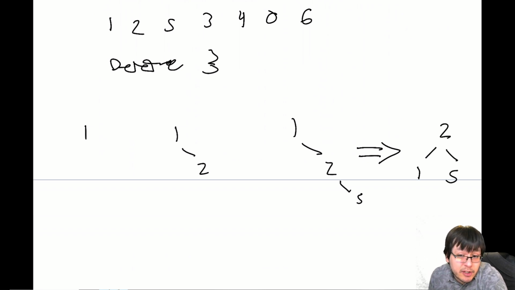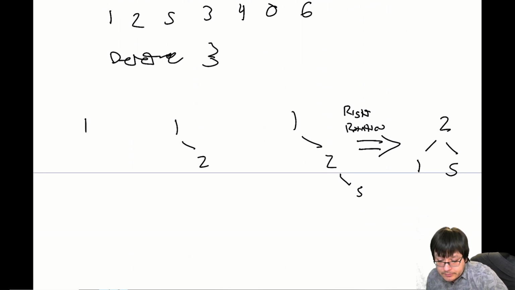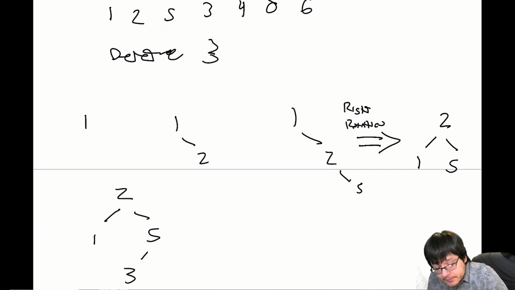You don't have to put the rotation here. You can say left, right rotation, whatever. I believe this is a right rotation. But you don't have to do that as long as you put that. And the arrows to me signify rotation. Okay, so now we gotta enter the 3. But here's the thing. Oh yeah, that's right. I want you to make sure that you put your weights on each of these. You don't have to put them on the leaf nodes, but you want to put them on everything else.